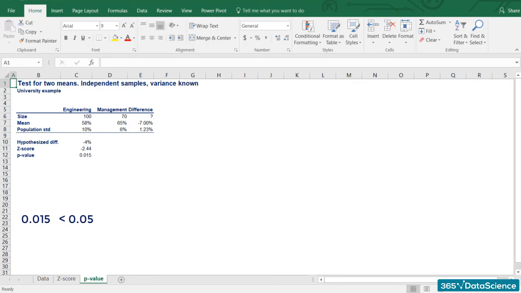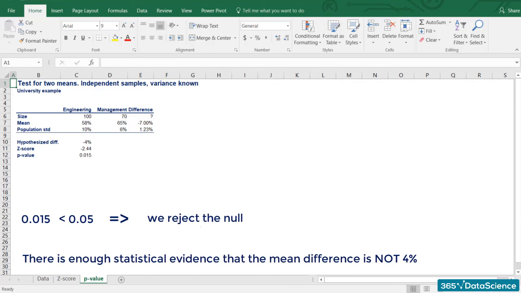What we can say is that at 5% significance, which is common for such a study, the p-value of 0.015 is lower than 0.05. Thus, we reject the null hypothesis. There is enough statistical evidence that the difference of the two means is not 4%.